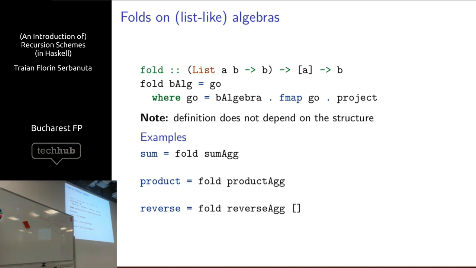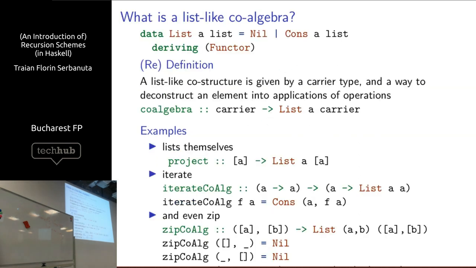We're still okay? Okay. Well, if you think this is interesting, then let's look at what is a list-like coalgebra. I just copied the previous three slides and I changed the arrows. Maybe I also updated the examples. The idea is that we have the same definition of the list-like structure, but now we have an arrow from the carrier, a way to decompose the carrier into a list-like structure. So basically, given the carrier, I could either have a nil or a cons of an element and the carrier. That's the idea of the decomposition of the structure.